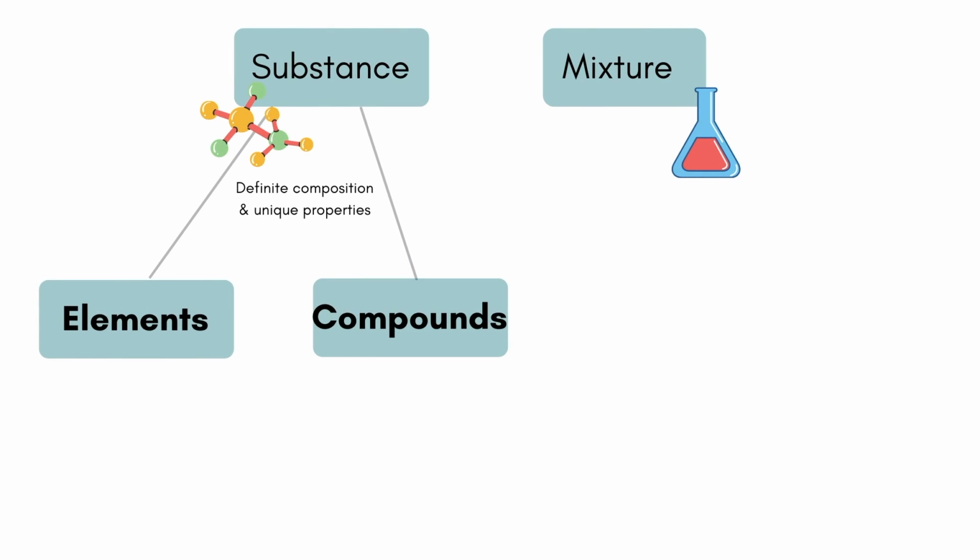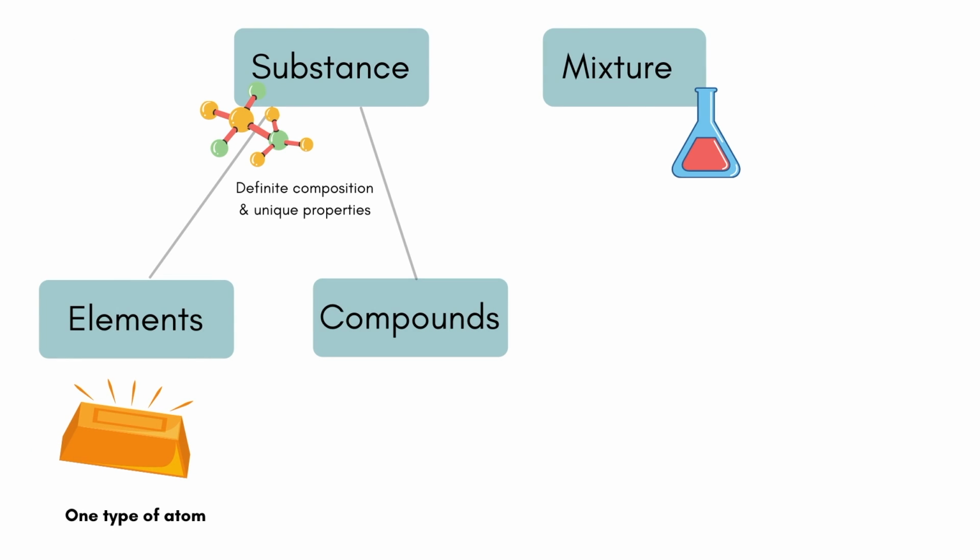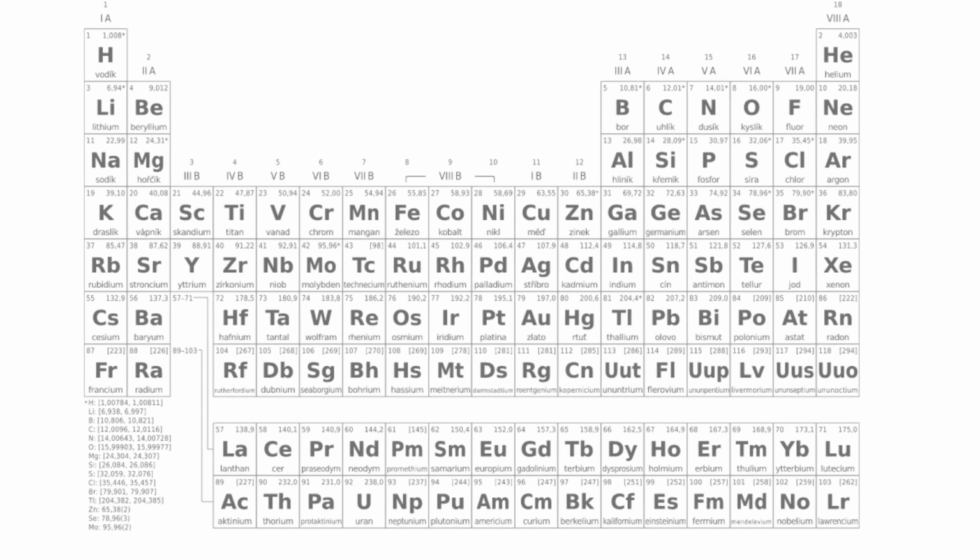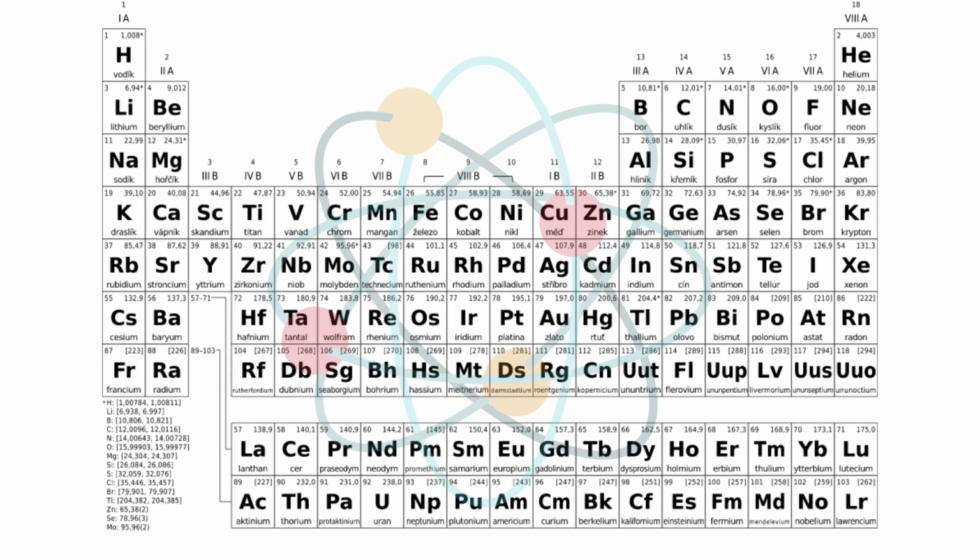Now, we can break substances down and classify them further. Looking into substances, there are two types of substances, elements and compounds. Elements are a specific type of substance that are composed of only one type of atom. In fact, they can easily be recognized because they are found on the periodic table on their own.